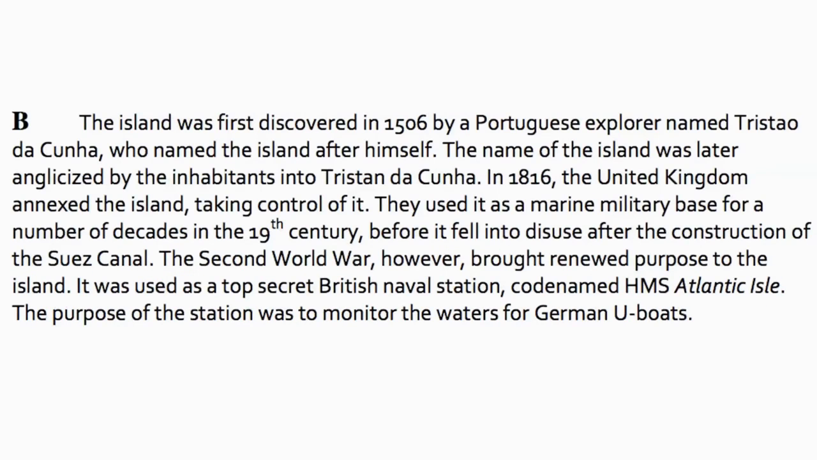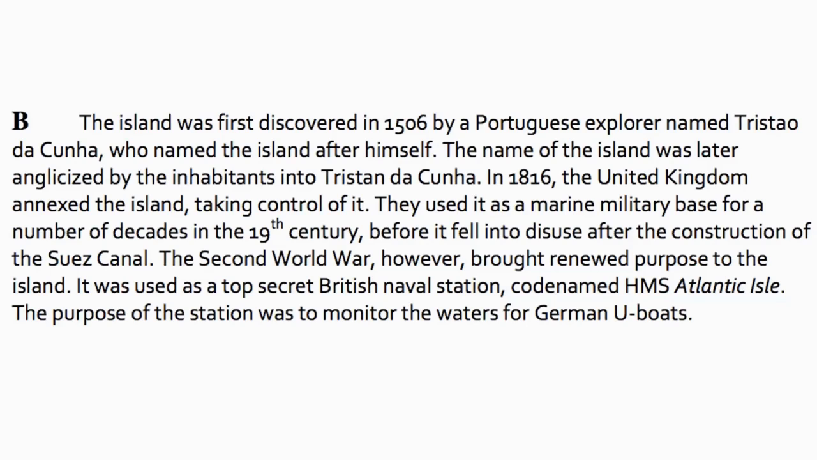The island was first discovered in 1506 by a Portuguese explorer named Tristão da Cunha, who named the island after himself. The name of the island was later anglicised by the inhabitants into Tristan da Cunha. In 1816, the United Kingdom annexed the island, taking control of it. They used it as a marine military base for a number of decades in the 19th century, before it fell into disuse after the construction of the Suez Canal.